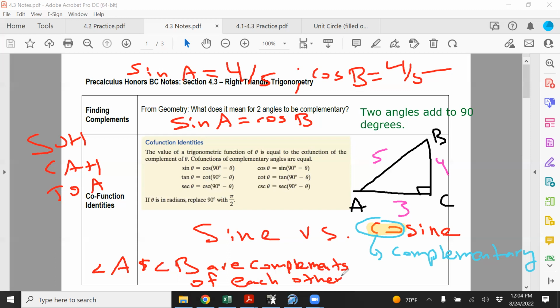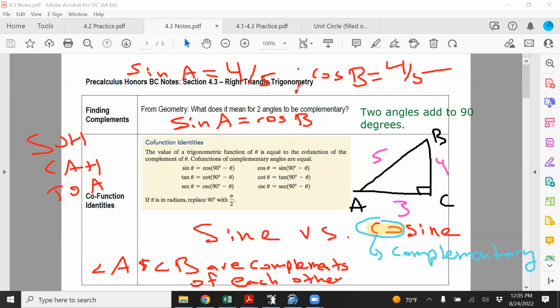Because what did I do here? I took the sine of an angle, which is 4/5. And I took the cosine of the complement angle, and that's also 4/5. So this we could always expect to happen. Whenever you have two angles that add up to 90, the sine of one angle and the cosine of the other are always going to equal each other.